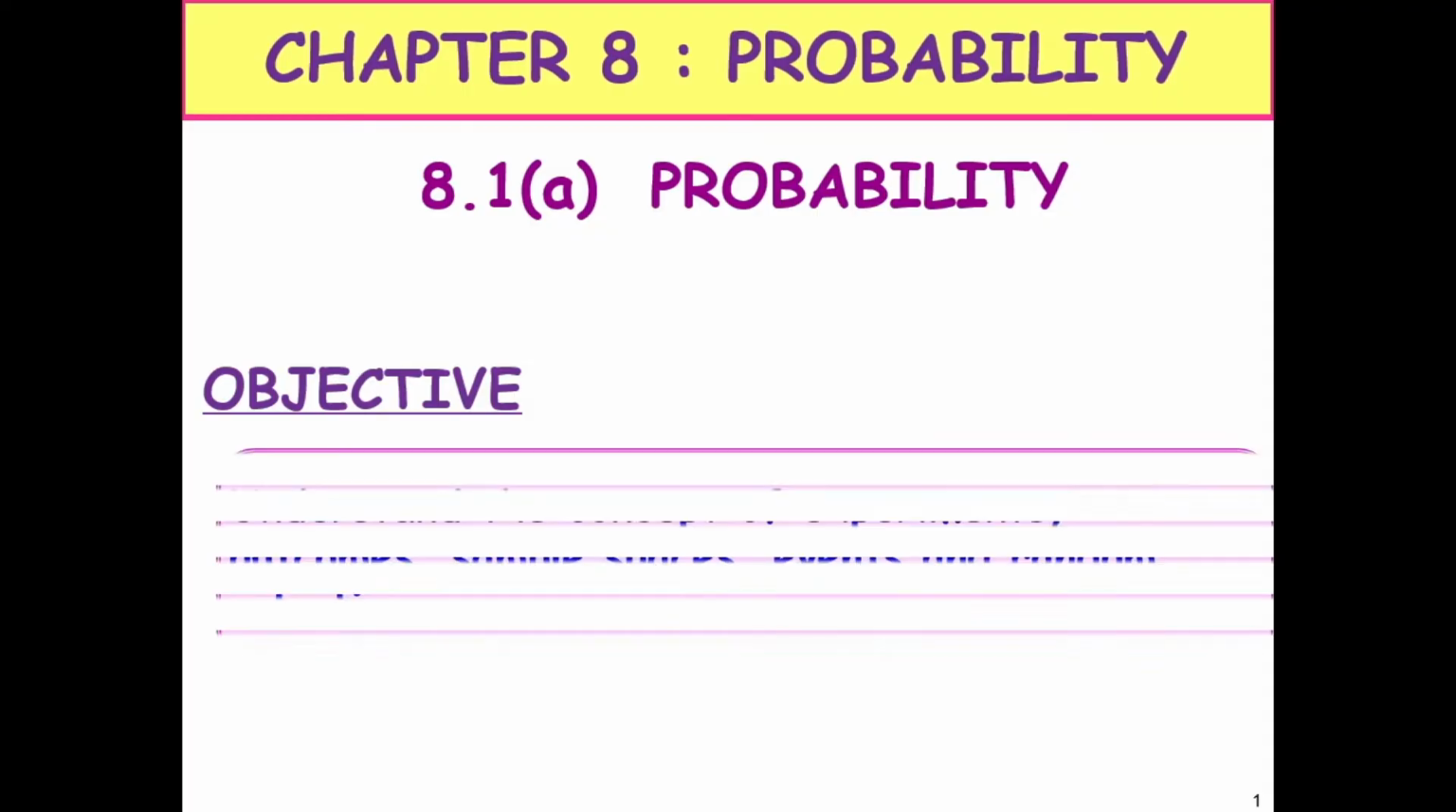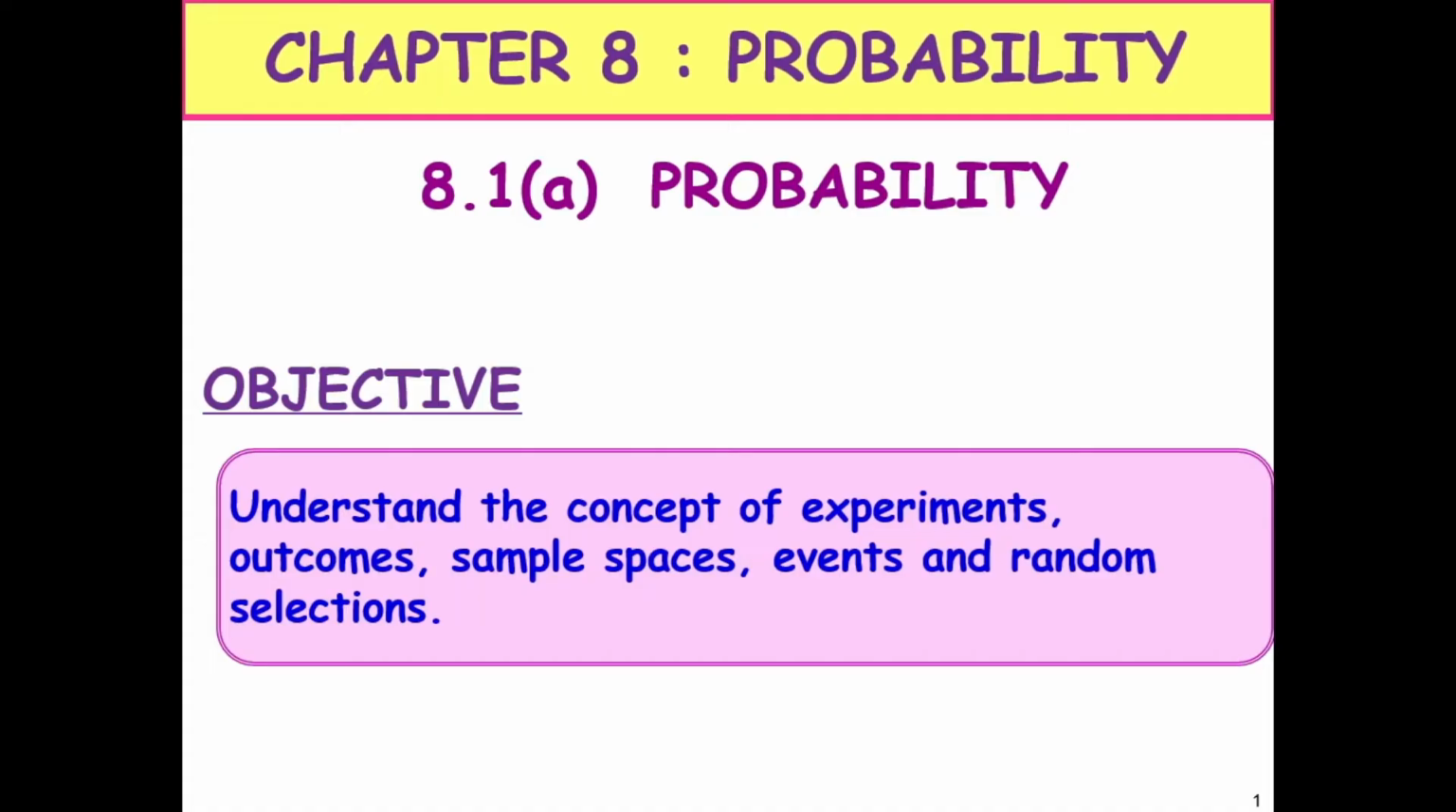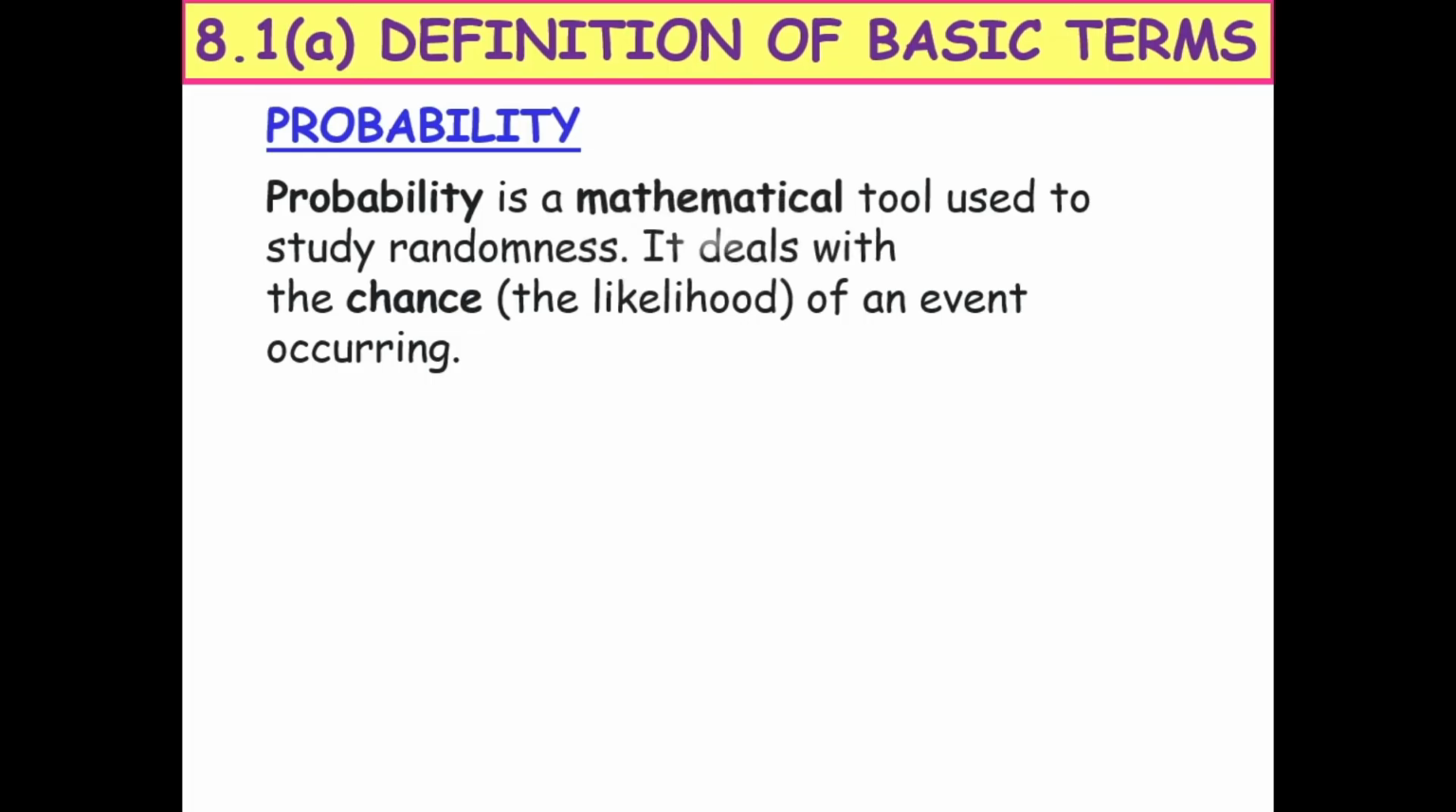In this video, we are going to understand the concept of experiments, outcomes, sample space, events, and random selections. Let's start off by looking at the definition of probability. When we are talking about probability, we are talking about the likelihood of something happening. Now let's look at some of the vocabulary that is used in most cases.